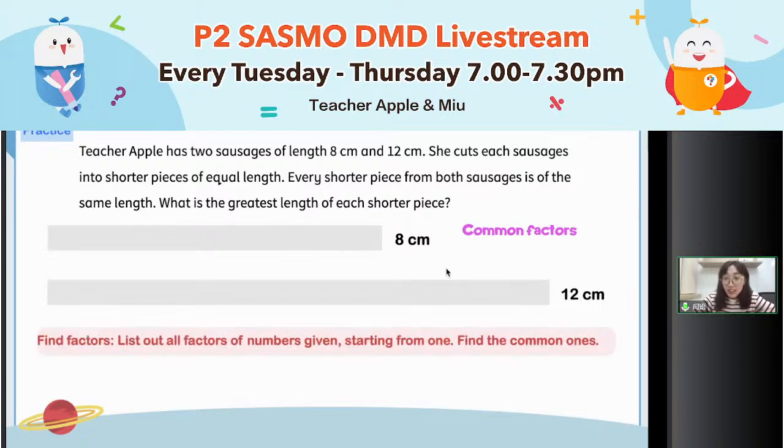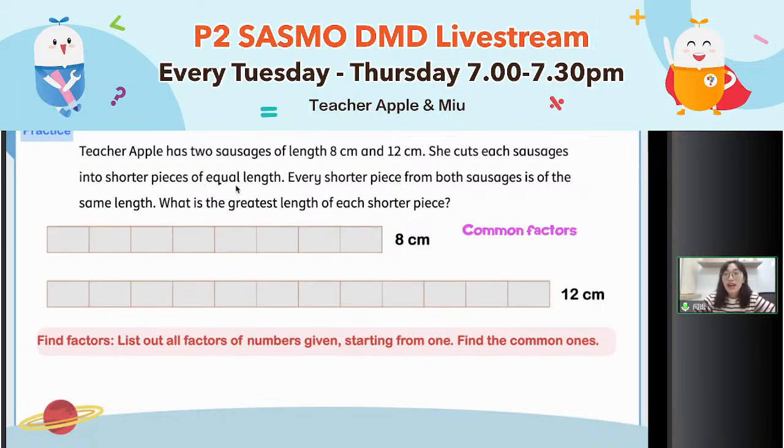How can we figure out the factors of a number? Maybe you try to list out all factors of the numbers given, starting from 1, and then we try to find the common ones. For example, if Teacher Apple has so many friends, I can cut the sausages into some very, very short pieces, right? So in this way, maybe 1 piece is only 1 centimeter long. So can you try to figure out a length that is a bit longer? Let's have a look. What is the common factor of 8 and 12?